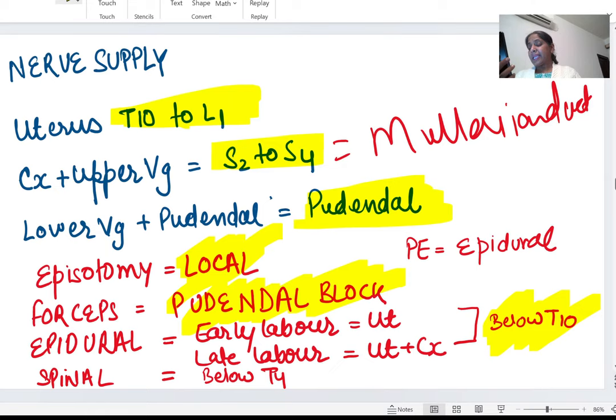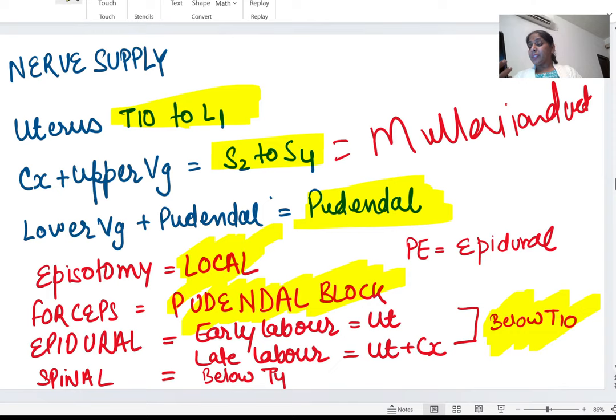When we are doing cesarean, pudendal nerve block is a local block, beta. Dr. Isra, pudendal nerve block is a local block. It is given at the pudendal nerve, near the sacrospinous ligament. Is it okay, Dr. Isra?